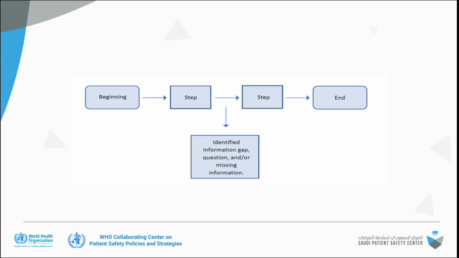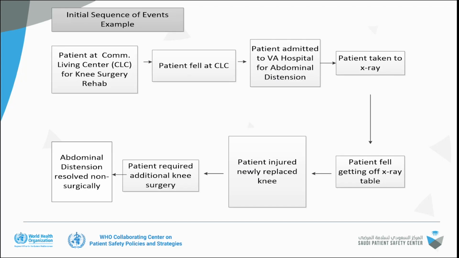So this is an example of the initial flow diagram. Just start with the event and fill in the known steps that the team or the members are already familiar with. This is an example. The patient was admitted to the center, the patient went to X-ray, the patient fell from the X-ray table, the patient injured his knee, and then the patient ended up with additional knee surgery.